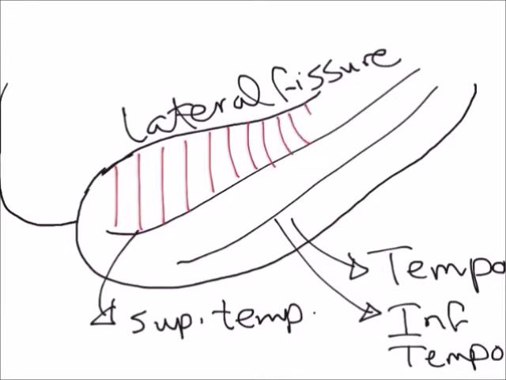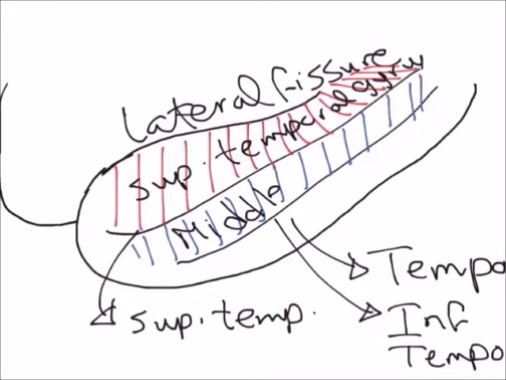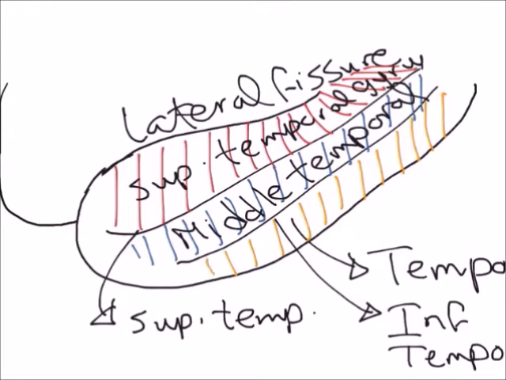This gyrus here, which is extending between the lateral fissure and the superior temporal sulcus, is called the superior temporal gyrus. The middle one, which is extending between the superior and the inferior temporal sulci, is called the middle temporal gyrus, and lastly the lowermost one is called the inferior temporal gyrus.